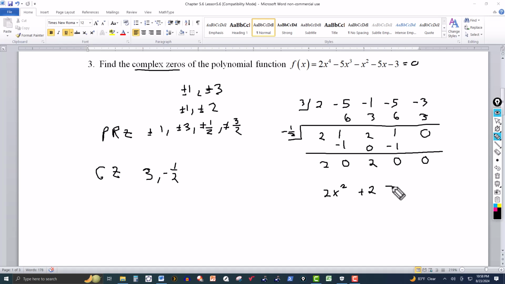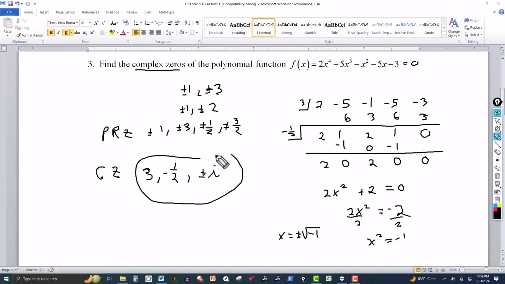So in this case, the easy way to do it is just set it equal to 0 and solve it for x. 2x squared is equal to negative 2. So x squared is equal to negative 1. Notice I have a square number equal to a negative. You know that this has to be a pure imaginary number in this case. So take the square root, plus or minus. So it'd be plus or minus the square root of a negative 1. That, of course, is your i. So this is plus or minus i. So these are the complex zeros: 3, minus 1/2, plus or minus i.